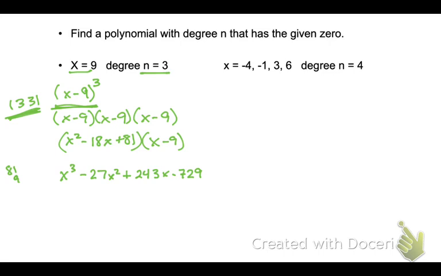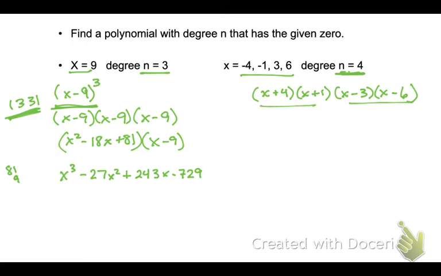On the next one, do I have to? I want a degree of what? 4, but I have how many zeros? 4. So am I going to have to add extras? No. All my multiplicities are going to be what? 1. Okay, so it'd be x plus 1, plus 4, and then plus 1, and then minus 3, and minus 6. And then we would FOIL this out and FOIL this out and then do them together, right?